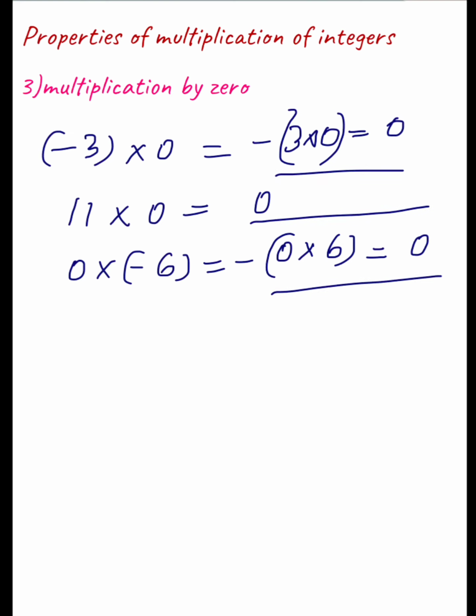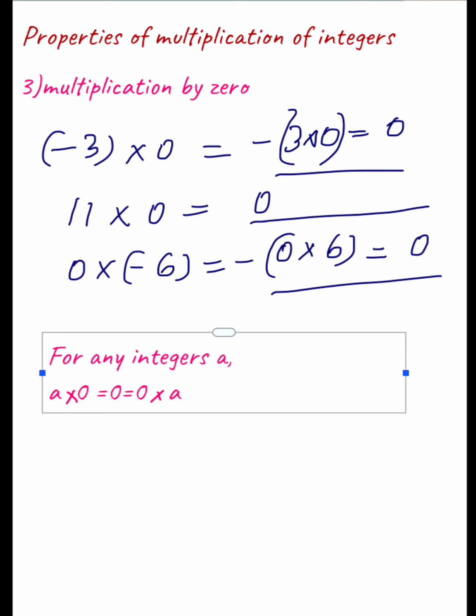That means for any integer A, A into 0 equal to 0, which is equal to 0 into A. That means the product of integers and 0 is 0. That is, when we multiply any integer by 0, we will get the answer as 0. Okay, that is the third property.